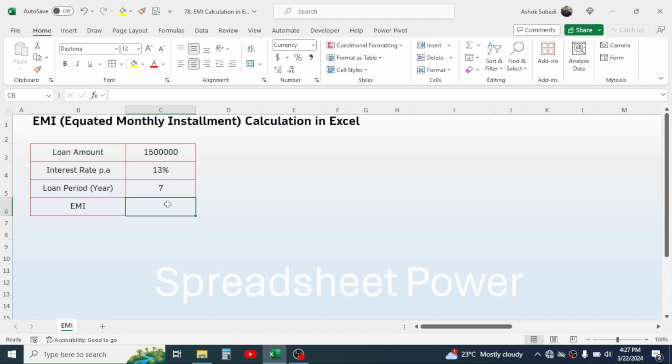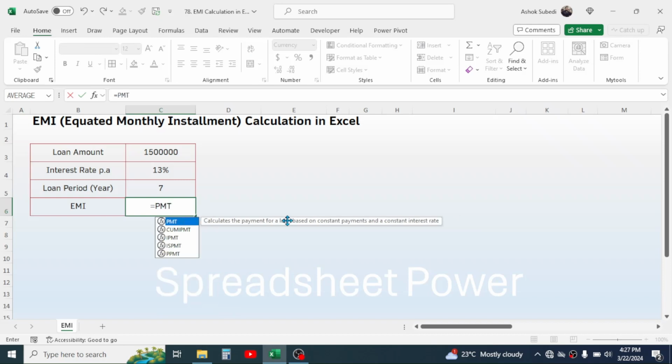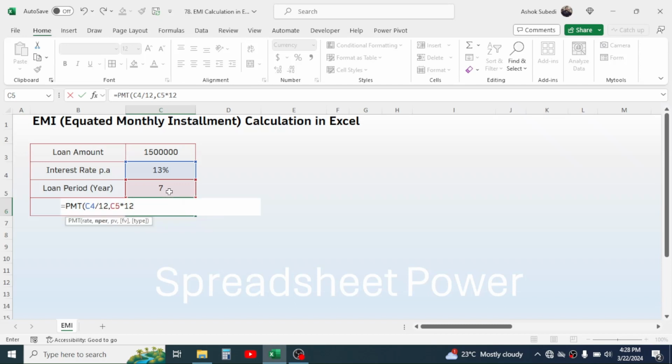So here in this cell, press equal to, then type the PMT, payment function, bracket open. In the rate parameter, we have to put the monthly rate. So click on the per annum rate divided by 12, then give a comma. In the NPER, we have to put the number of periods of the loan in months. Here we have the period in years, so we need to multiply the year by 12. So here click on the year multiplied by 12. This converts the period into months, then give a comma.